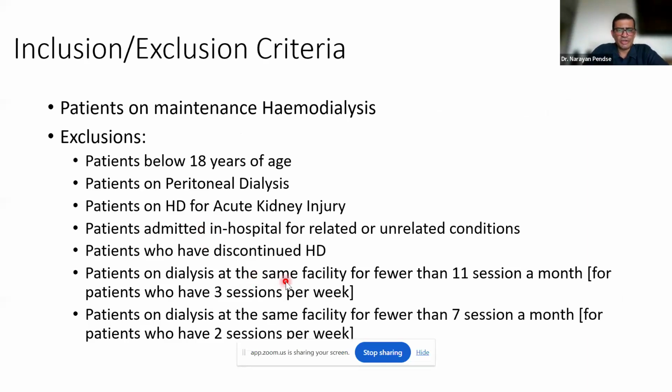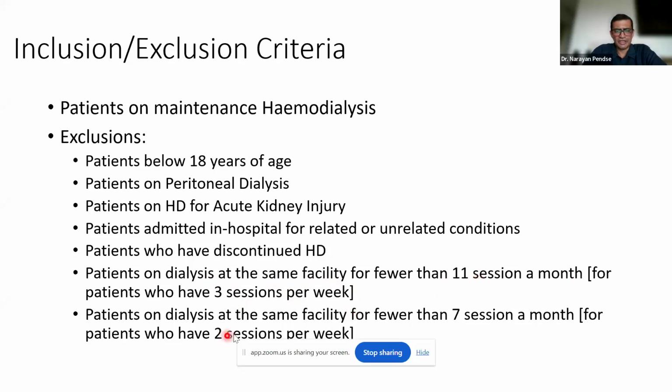Similarly, one of the problems which happens in dialysis is regular attendance of the patient or regular sessions of dialysis. For example, if the patient is undergoing 3 sessions per week, then at least the patient should be attending dialysis at the same facility for a minimum of 11 sessions a month. Because if not, then the adequacy of dialysis and monitoring itself becomes questionable or difficult for the hospital.